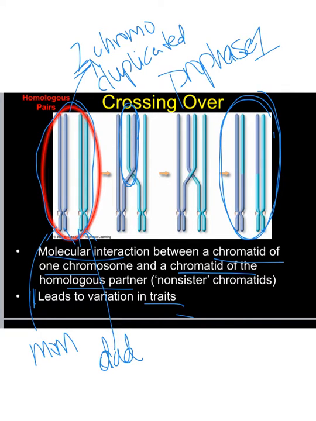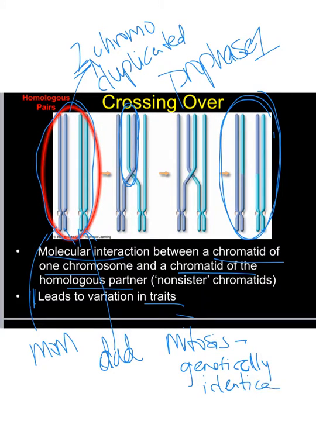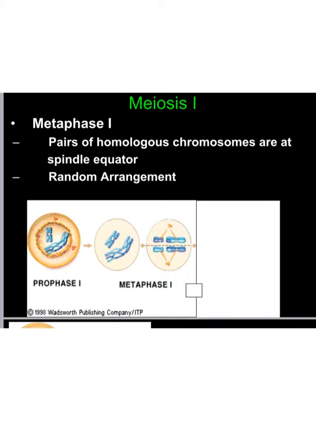Notice we did not see this in mitosis because, remember, mitosis gives us a genetically identical copy of the parent cell. So mitosis results in cells that are genetically identical. Meiosis allows for variation, and that's where this crossing over comes into play.